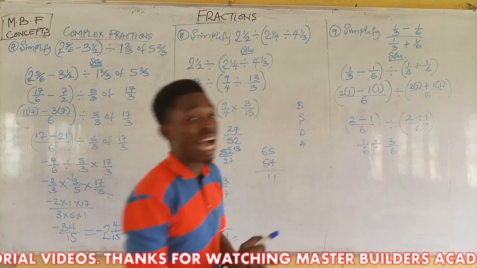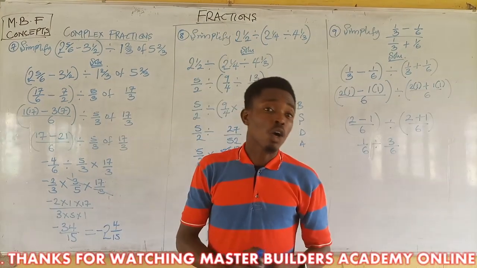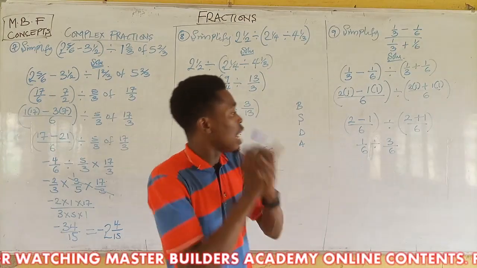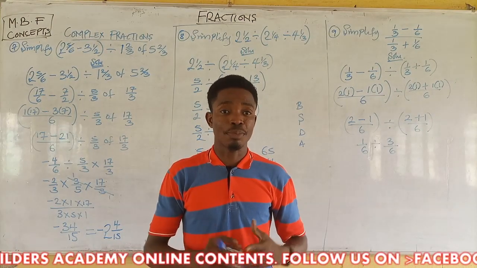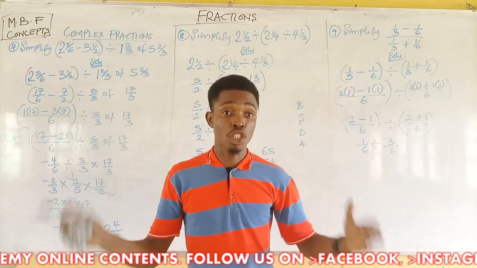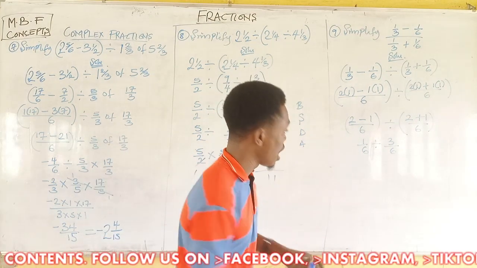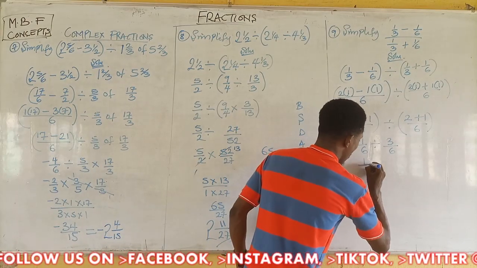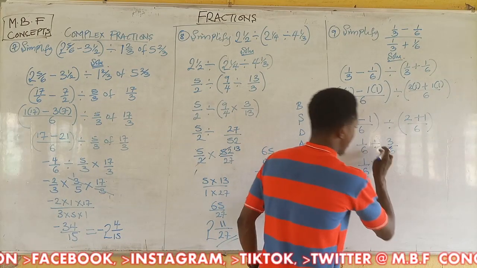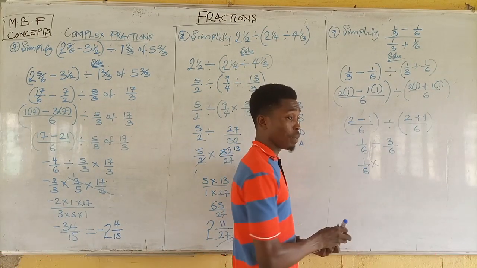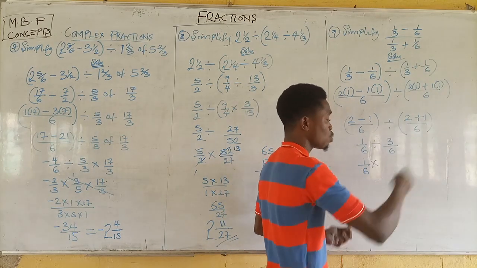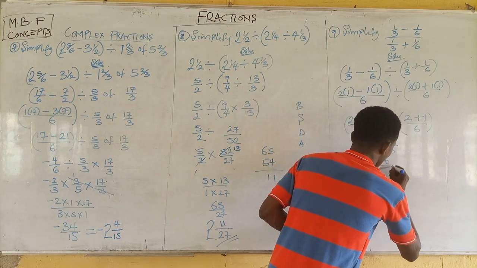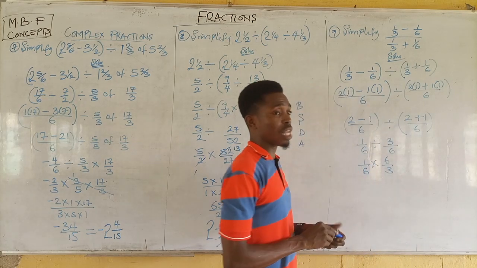Now at this point we have 2 fractions only connected by division. Now what do we do? We change the division sign to a multiplication sign using the law of inversion. By so doing, we are going to have 1 over 6 times, as this division changes to multiplication sign, we find the reciprocal of 3 over 6, which will now become 6 over 3. Just swap the denominator and the numerator.